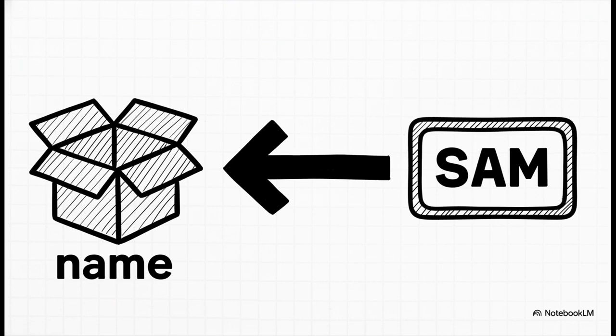The most basic thing you'll do in pseudocode is assignment. See that little arrow? That just means take the thing on the right, in this case the name Sam, and store it in the box or variable on the left called name. That's it. Every program, no matter how complex, is built on this simple idea of storing information.